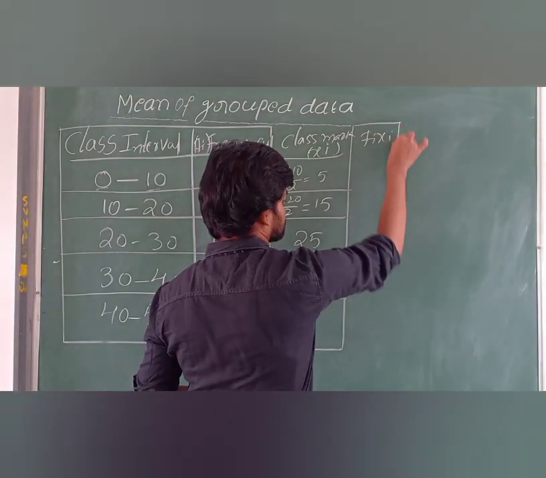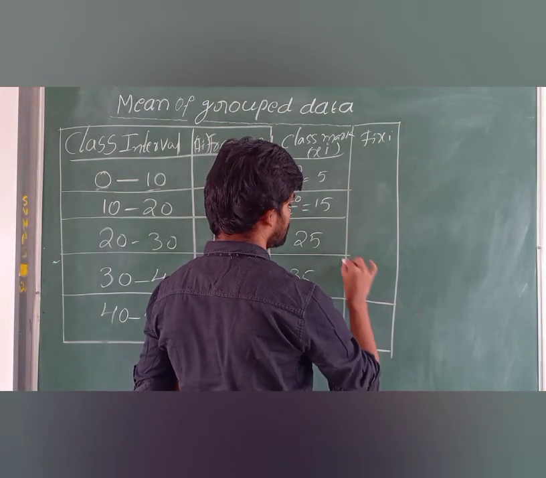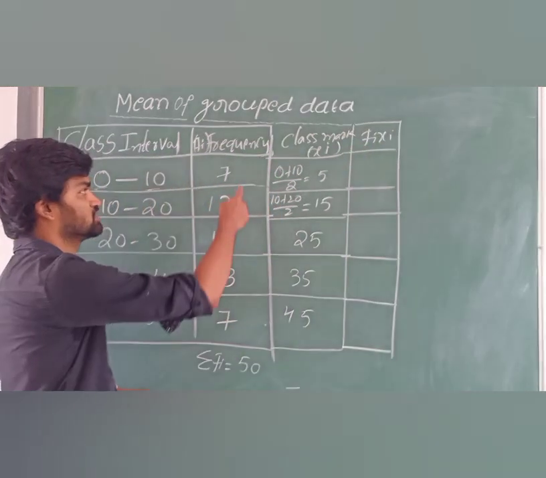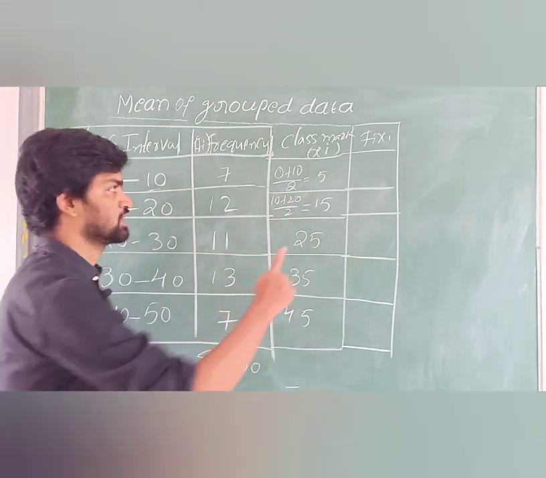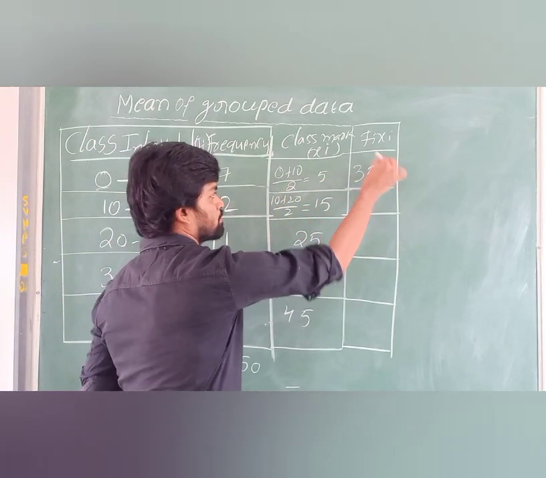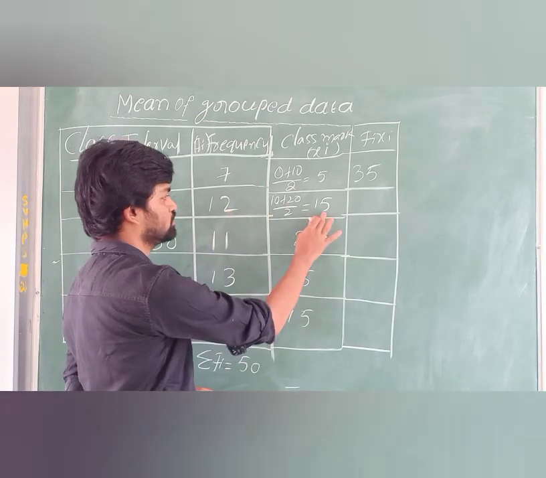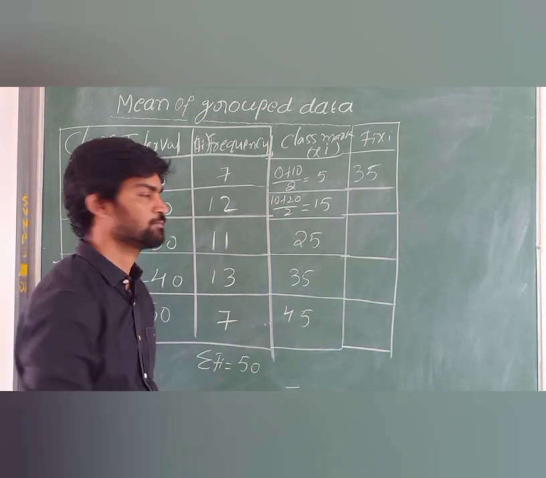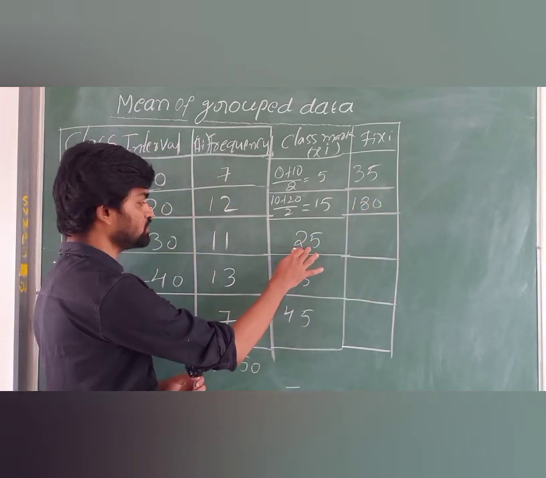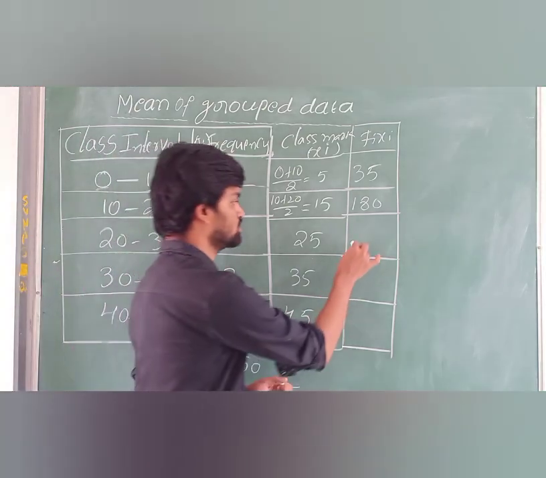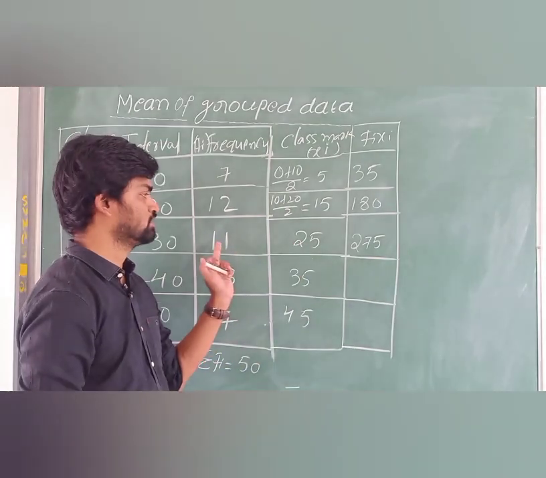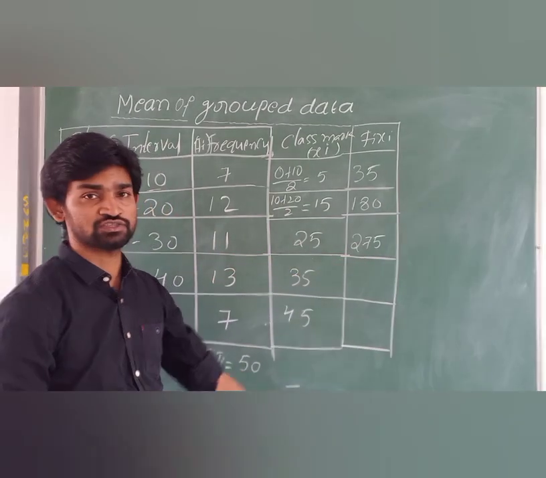Next is Fi into Xi. Where are the Fi column and Xi column? This is frequency and this is Xi. Multiply Fi into Xi. So 7 into 5 is 35. Here 12 into 15 is 180. Next, 25 into 11 is 275. 25 into 10 is 250, plus 25 is 275.